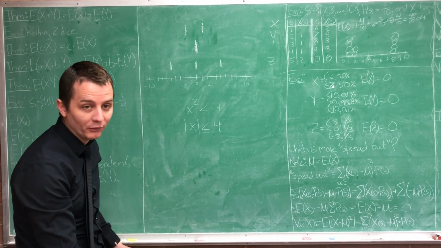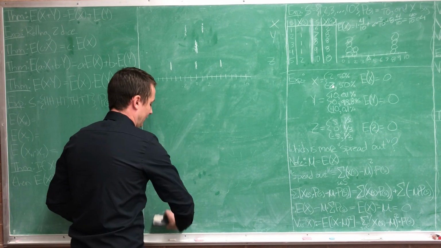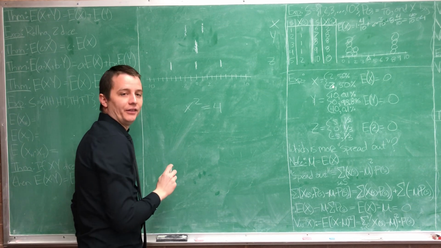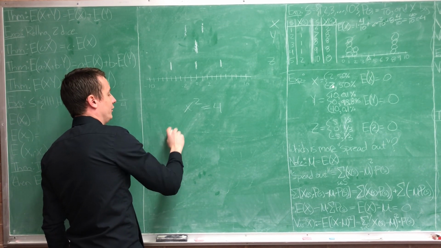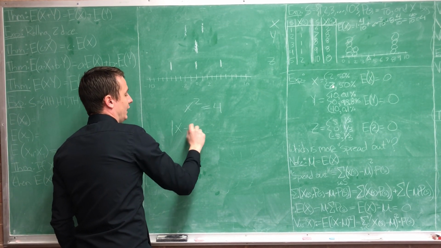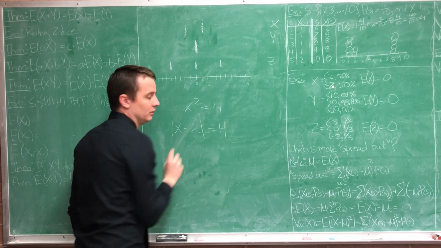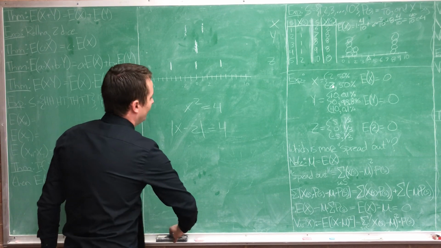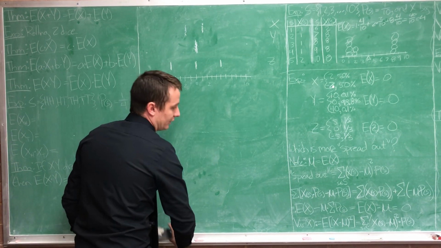It's easier for most people. And then if I ask you to do something like find out where this is true, x squared is equal to 4, that's probably easier for most people to figure out than something like the absolute value of x minus 2 is equal to 4. So, in general, it's easier to work with the squared than absolute value.